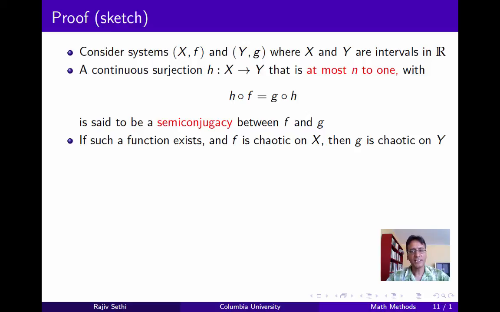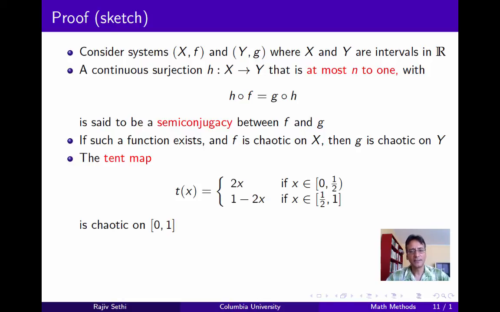If such a function h exists, and f is chaotic on X, then g is chaotic on Y. So to prove that any map g is chaotic on Y, all we need to do is to find a possibly simpler map f, which we know to be chaotic, and a semi-conjugacy h that connects these two systems. Now to apply this, consider the tent map. It's a very simple piecewise linear function that maps the unit interval onto itself. Now if you think about what this map looks like and what its iterates look like, you should be able to verify very quickly that it satisfies the conditions for chaos.